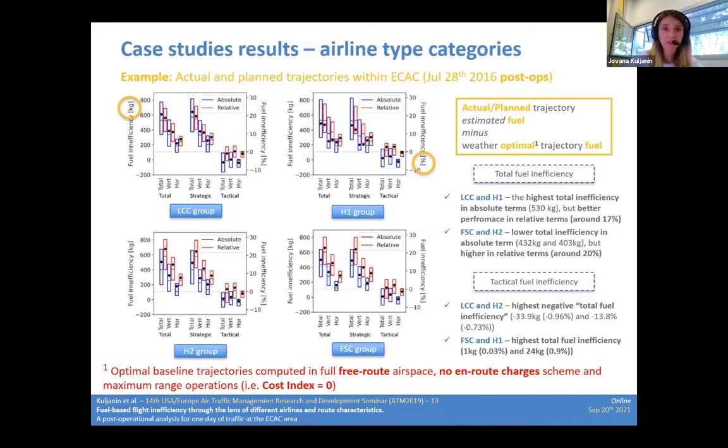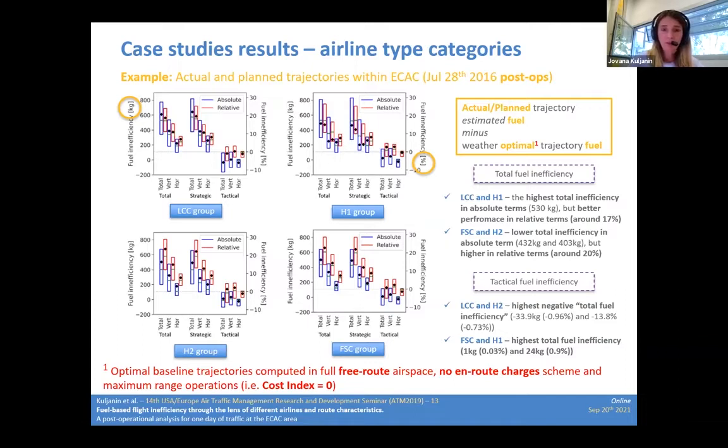efficiency in absolute terms, but they have a higher inefficiency in relative terms, accounting around 20%. On the other hand, at tactical level, we can see that fuel efficiency is almost 0 across all 4 airline groups, indicating that ATC is actually providing a shortcut for the most of the flights, irrespective of the airline business types.